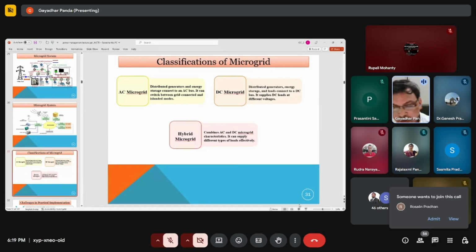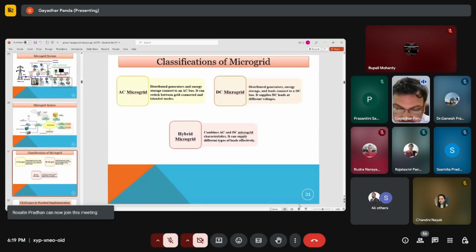And when you go for the hybrid AC-DC microgrid, it is a combination of AC bus as well as the DC bus, so that the DC loads are directly connected to the DC bus, and all the AC loads can be connected to the AC bus. But the complexity of the control mechanism is comparatively more here compared to either AC or DC microgrid.